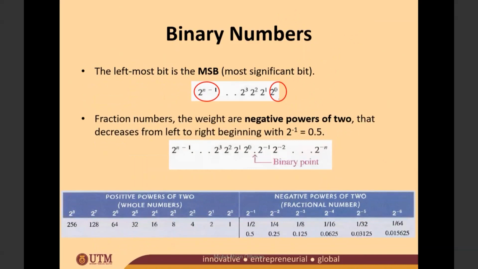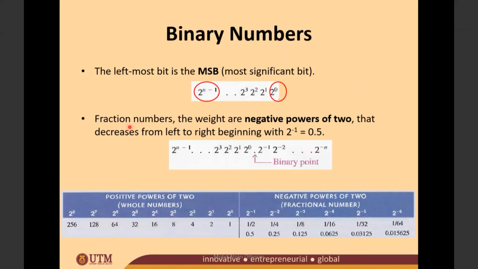Okay, so this is the binary numbers. Okay, so the leftmost bit is the most significant bit. Okay, macam yang saya kata, yang ni kita panggil sebagai most significant bit ataupun MSB, and this one here we call it as a least significant bit or LSB. Okay, so this is for the whole number lah, nombor bulat.